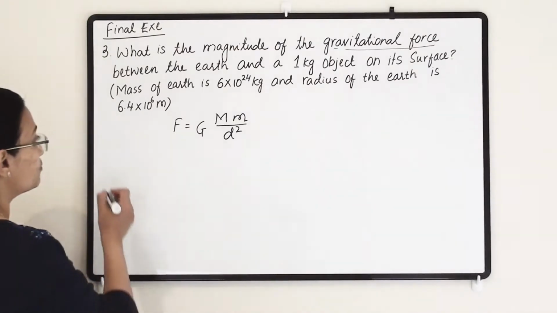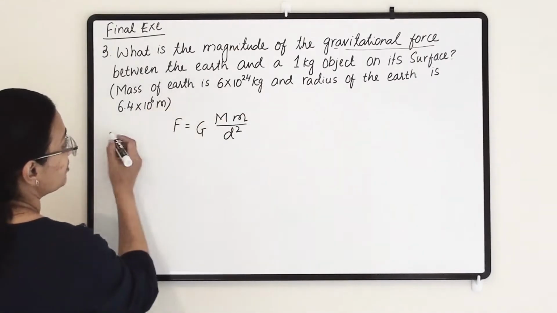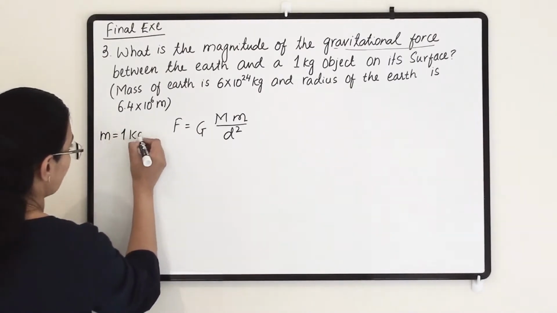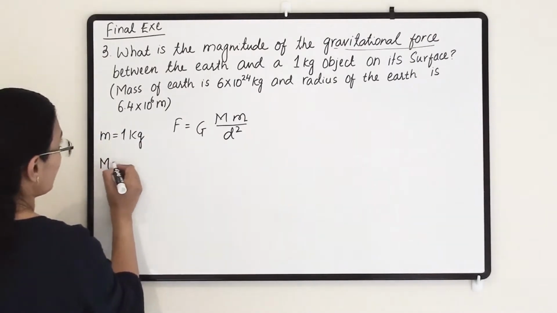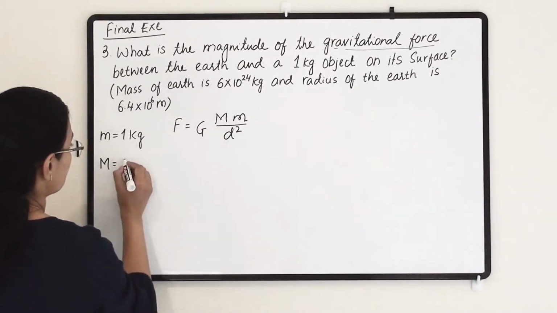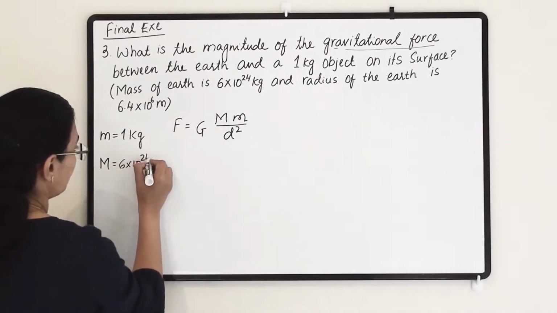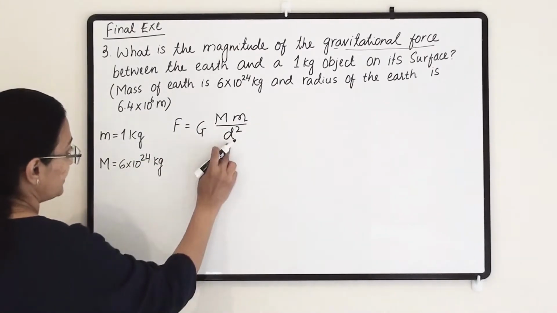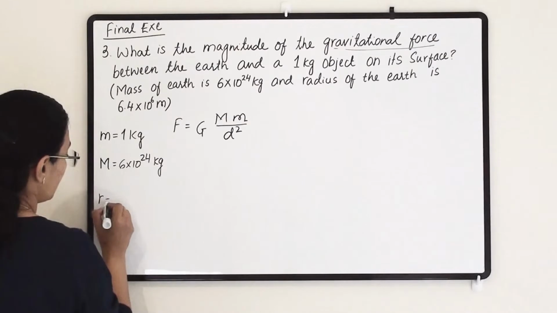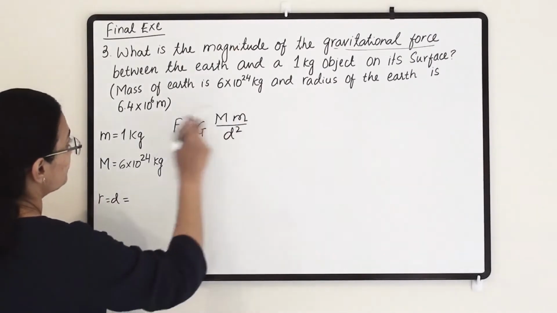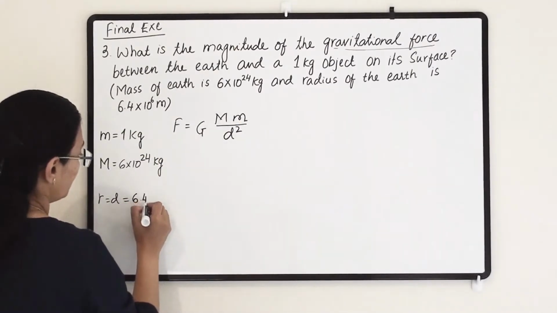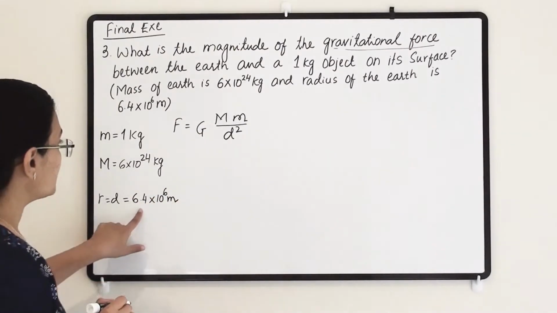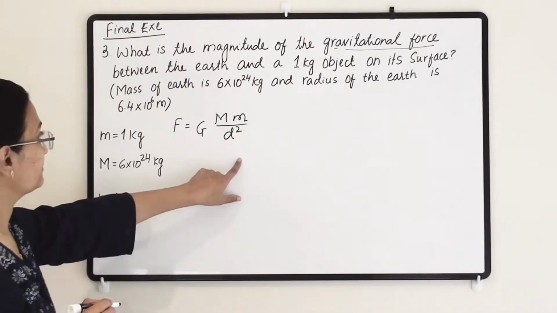Now let us note down what has been given to us. The mass of the object is 1 kg. The mass of the earth is 6 into 10 raised to 24 kg. Then the radius of the earth, so r equals d equals 6.4 into 10 raised to 6 meter, which is the radius and the distance between the two objects.